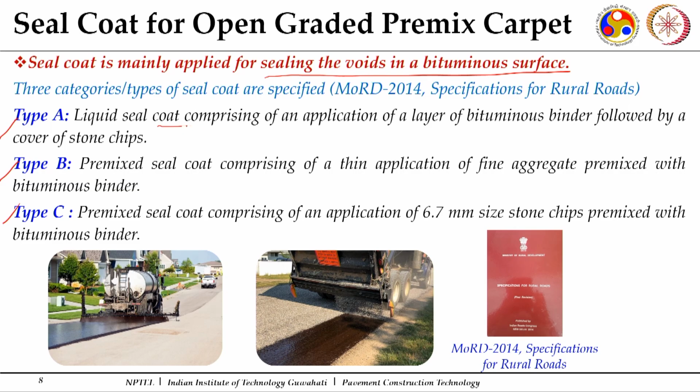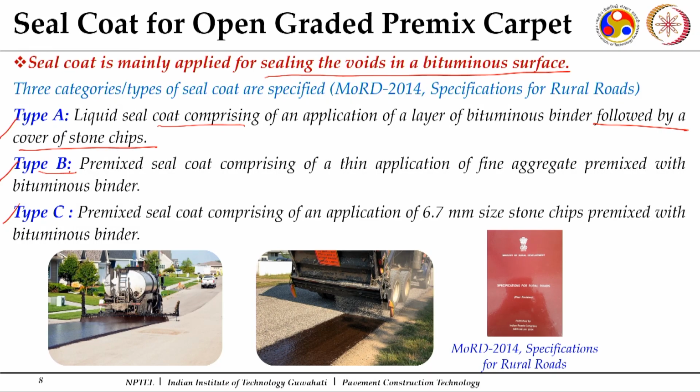The first one is type A, a liquid seal coat where we apply a bituminous binder followed by a cover of stone chips. So on top of the premix carpet, we will apply a bituminous binder, and on top of it we will put the stone chips. The other 2 are a sort of premixed one.